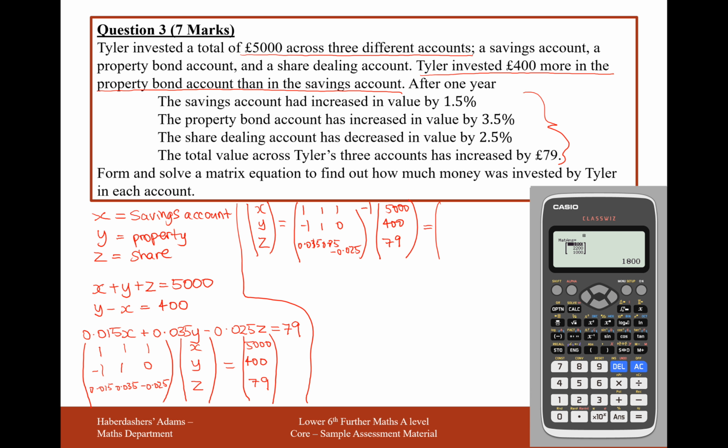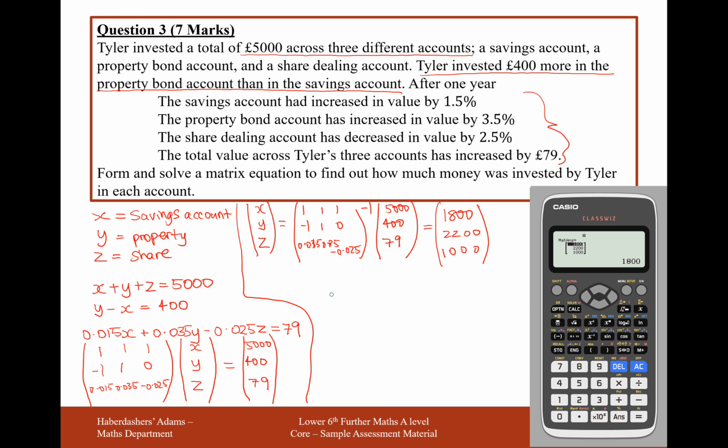So the answer to these two matrices multiplied together is 1,800, 2,200 and 1,000. Just do a little mental check that this does follow a few of these rules here. So does it add up to 5,000? 4,000, 1,000, yeah, good. Is the property more than the savings by 400? Yeah, it does in this case here. I can't be bothered to check the third one, but it does follow these two initial ones.